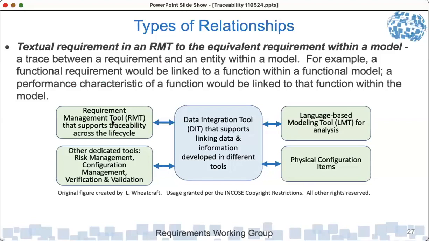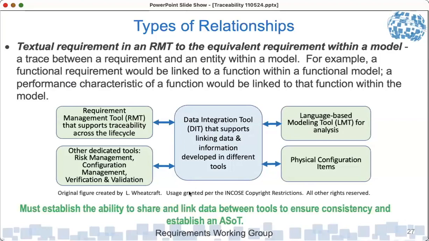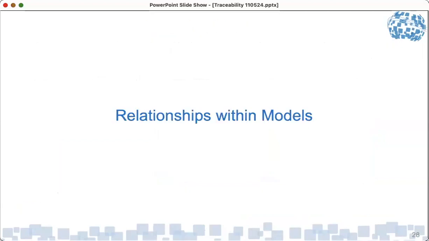We may have requirements in a requirement management tool. The same requirement may also be shown as an entity within a language-based modeling tool. So we need a way to link those. A lot of companies are now coming up with either a way to do this directly, or some type of data integration tool that allows linking this information together. By linking this together, we can not only share data, but also help ensure consistency and establish an authoritative source of truth. So that's another relationship that traceability helps us manage.